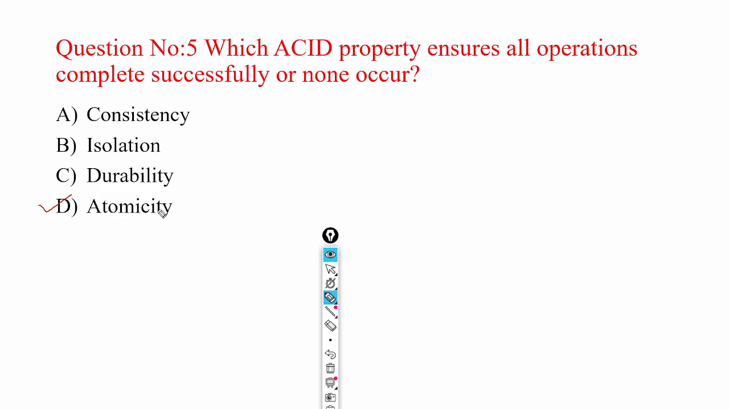Atomicity means that a transaction behaves as a single indivisible unit. We cannot divide it any further. Either the entire transaction executes or the entire transaction rolls back. Partial execution is not allowed in atomicity. This maintains database correctness. So atomicity will not divide the indivisible unit.